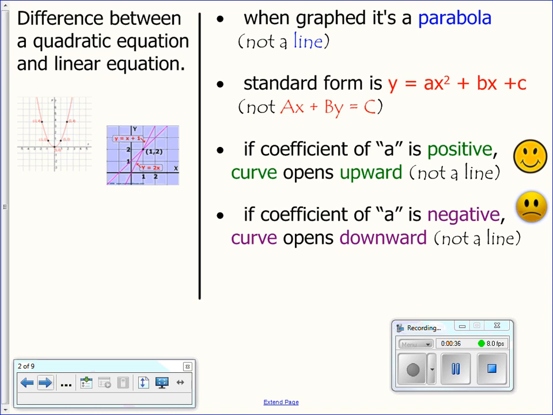If the coefficient of a is positive, that means the curve goes upward. So that's why I keep it as a smiley face. If the coefficient of a is negative, it means the curve is opening downward, like a sad face.